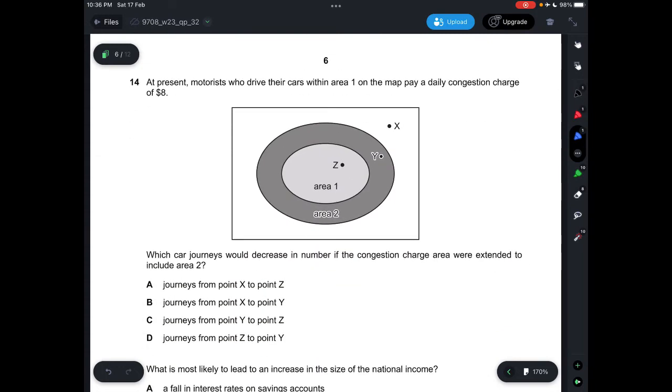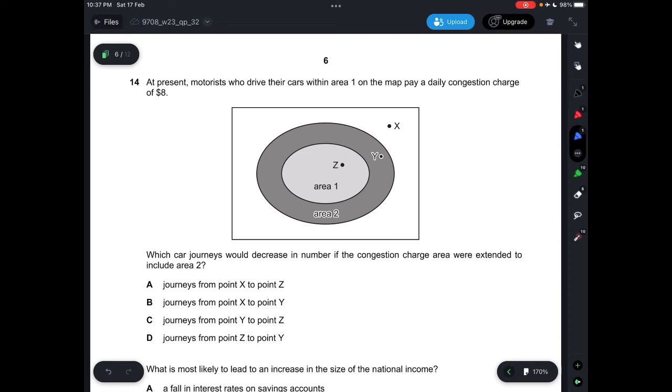Question 14, at present, motorists who drive their cars within area 1 of the map pay a daily congestion charge of $8. Which car journeys would decrease in number if the congestion charge area were extended to include area 2? So let's say the congestion charge is extended to include area 2, at the moment it's only area 1, which is Z.